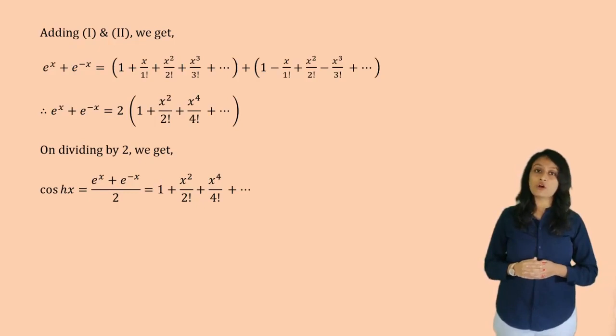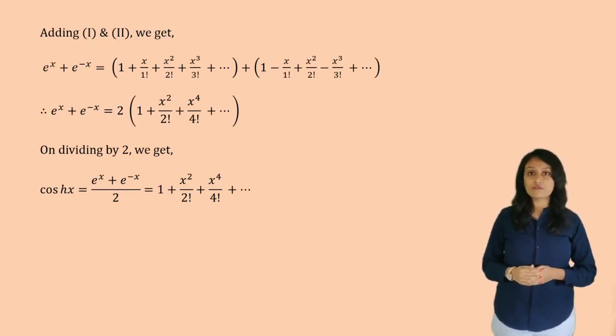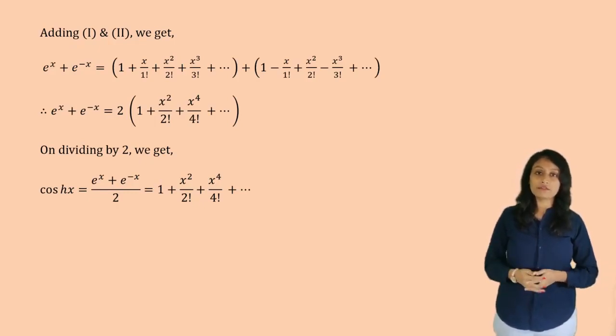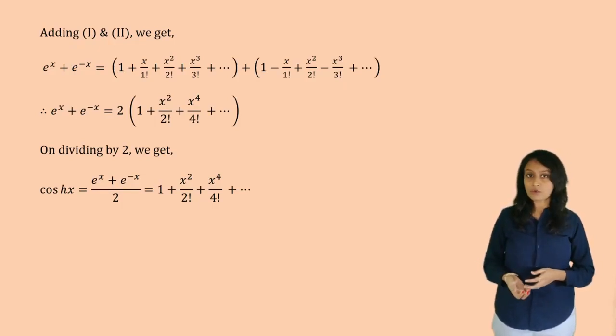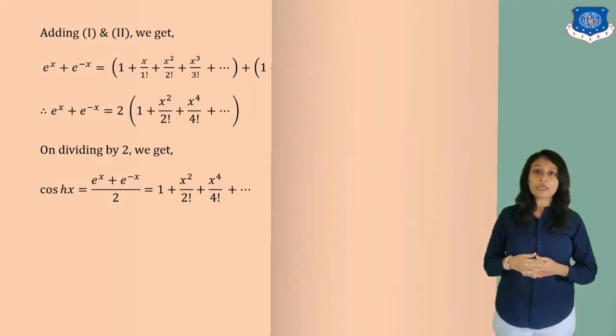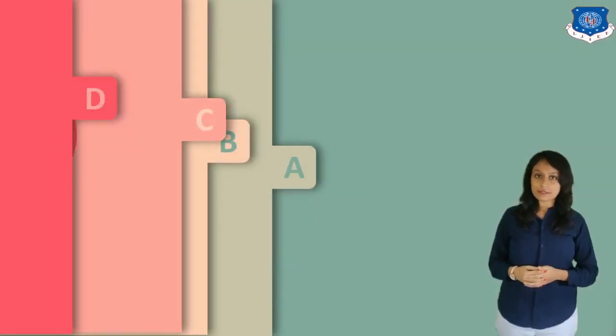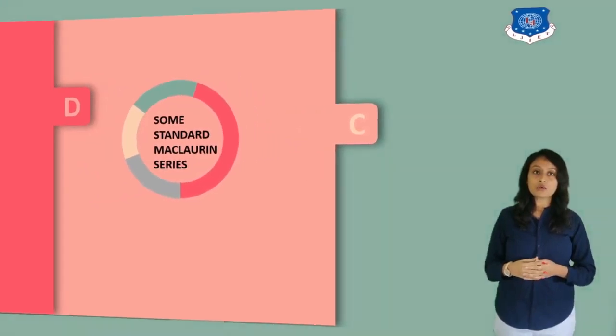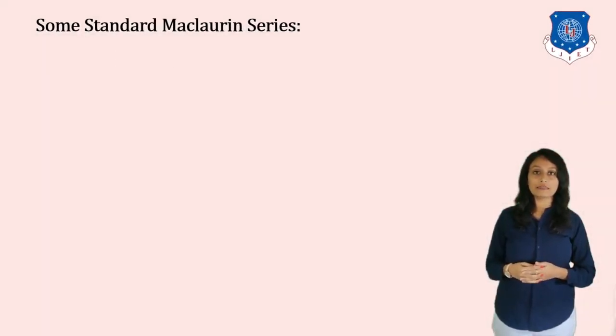You can also find cos hx using the derivative formula, right? Simply find the derivative of cos hx and find its value at 0. You can solve that way also and this way also. Okay, now let's see some standard Maclaurin series. So some standard Maclaurin series are presented here.